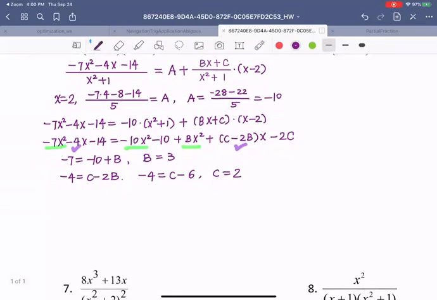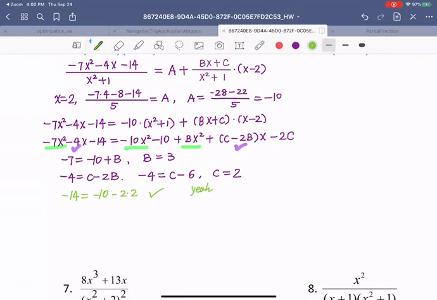Now, I just want to verify that our calculation is correct. The constant term on the left is -14. The constant term on the right is -10 minus 2 times 2. That's correct. And then we can say yay, okay?